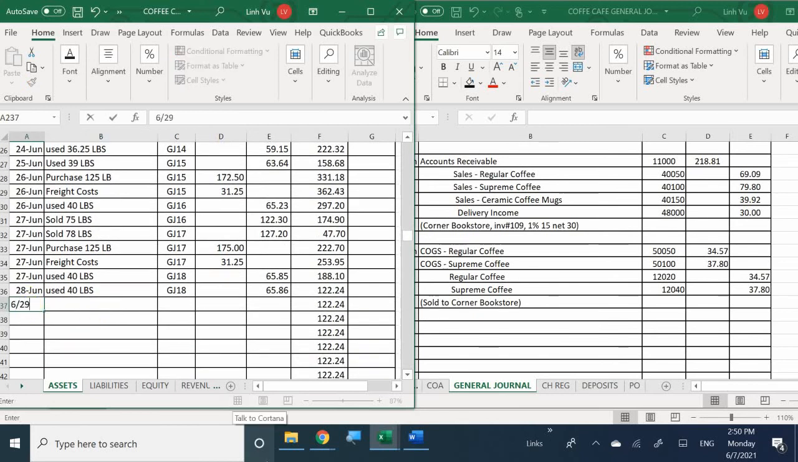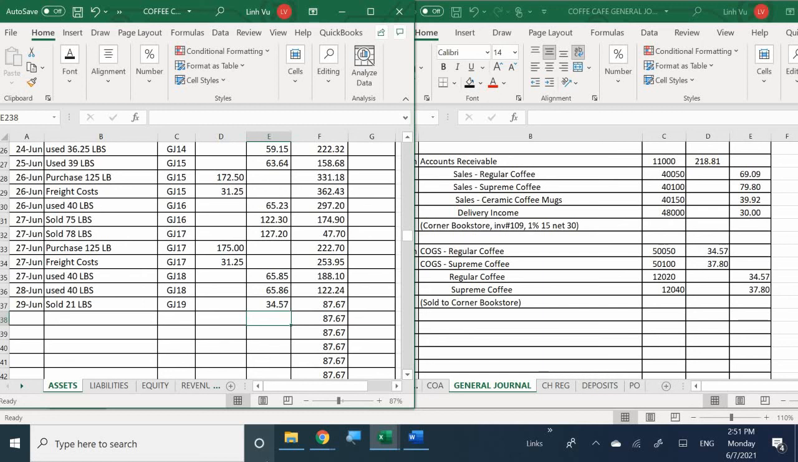6.29. Sold 21 pounds. GJ 19. A debit or credit? What did you journalize as? Credit. Credit, right? Are we adding to our inventory or subtracting? We're subtracting. So in this case, 34.57 credit, for a running balance of 87.67.